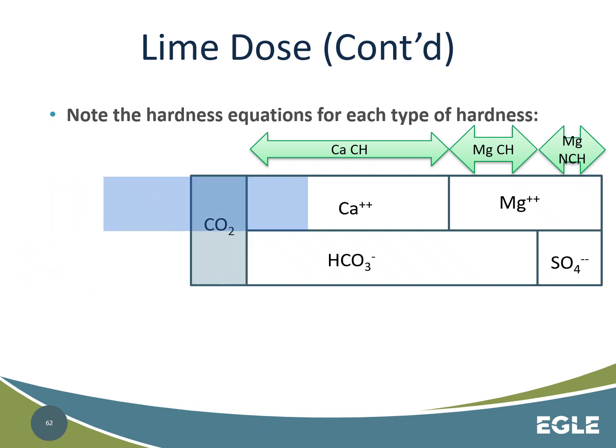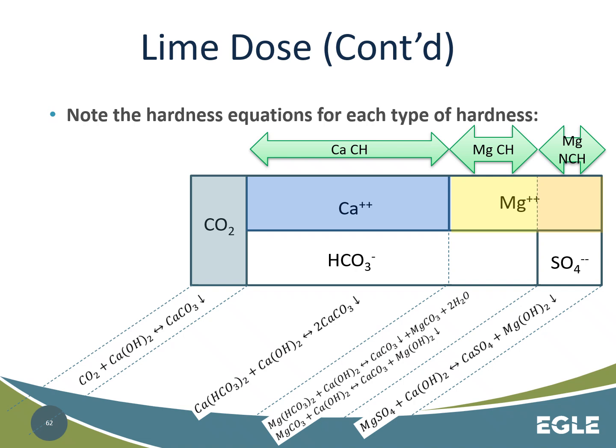Here's the same concept, except our types of hardness are a little different. First, we have our CO2, then our calcium carbonate hardness, magnesium carbonate hardness, and magnesium non-carbonate hardness. And our chemical equations change to accommodate this change in hardness types. Again, we want you to understand these concepts, but we will use a shortcut for the calculations.